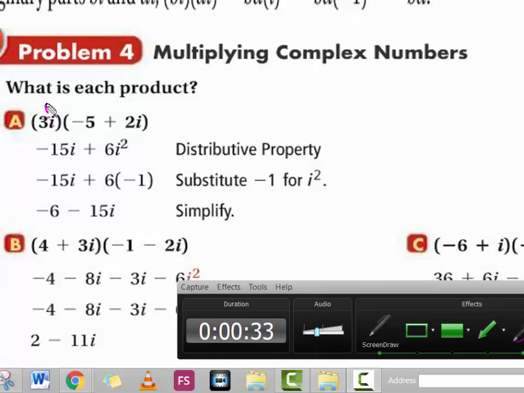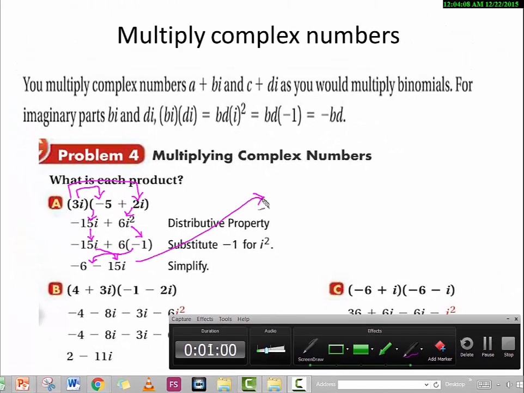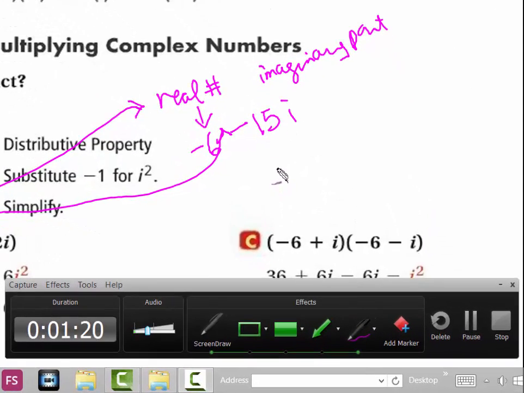So we do the distribution. 3i times -5, we got -15i. And then 3i times plus 2i, we got 6i squared. So watch out, i squared by definition is equal to -1, and we didn't do anything with this one, so we keep it. Now they switch the position because the general rule of thumb when you write a complex number, we always start with the real part first, which in this case is -6, and then the imaginary part, which in this case is -15i. So that's why they write -6 minus 15i.